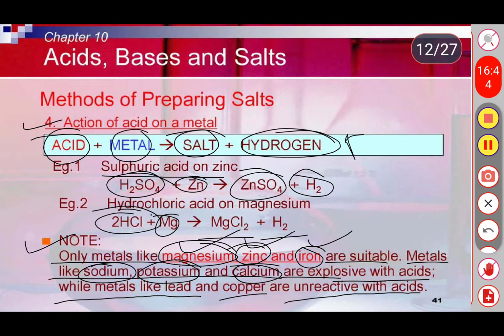And the remaining metals like copper and lead are purely unreactive with the acids, which cannot show any reaction with acids. So these are some of the types. With the help of these types we can easily prepare the salts. We have so many types to prepare salts. In that we are discussing the preparation of salt with metals, acids and bases, acids and alkalis, and carbonates also. Okay, see the next slide.